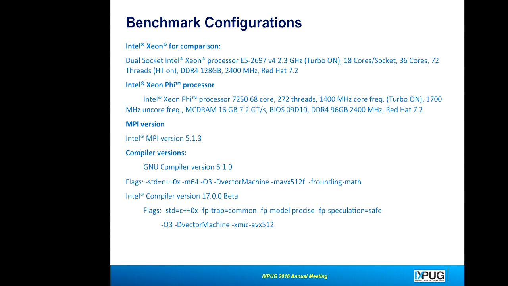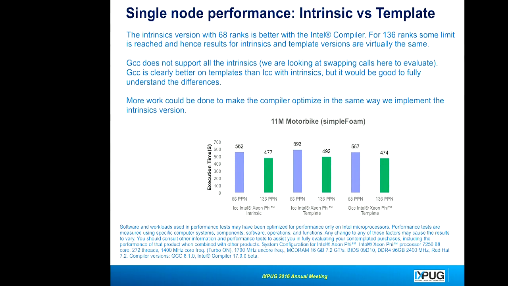So this is the benchmarking configuration that I'm going to talk about in the further slides. These are the flags that we have used for the GNU compiler, which is 6.1, and for ICC 17.0 beta, and this is the configuration of the Broadwell and the KNL. This slide is a bit complex, but I'll take you through it so we can discuss easily.